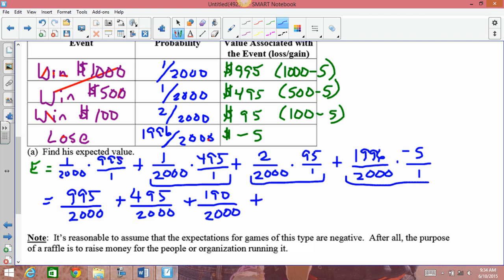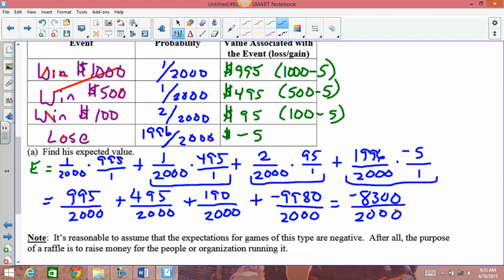Lastly, 1996 times -5 is going to give me -9980. 2000 times 1, of course, is still 2000. Now, me personally, this is what I always do, and this is the only time I go to my calculator. 995 plus 495 plus 190, and then subtract 9980 should give you -8300.